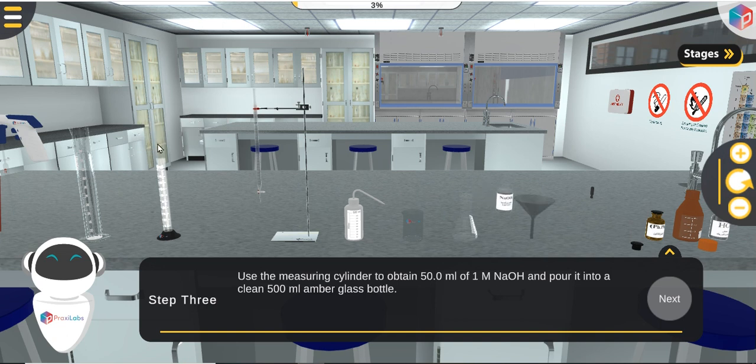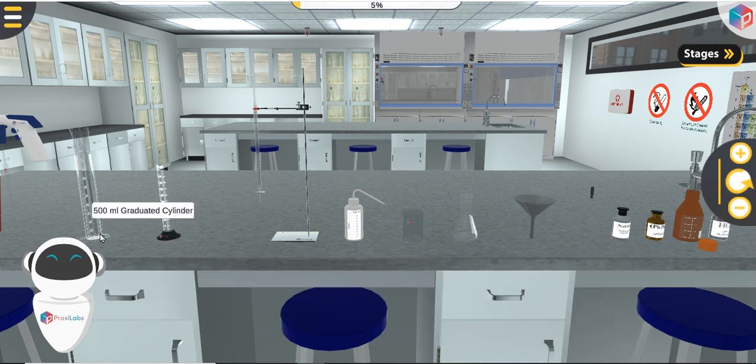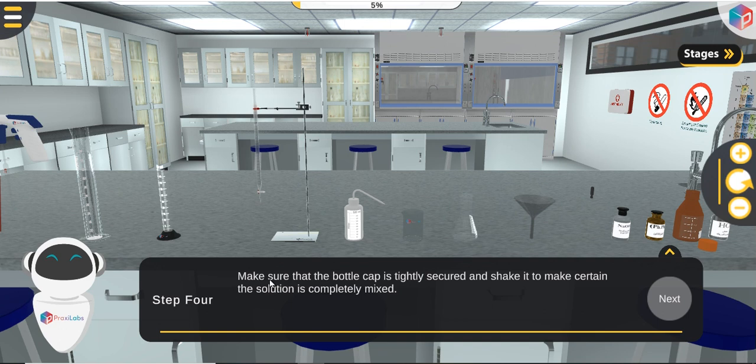All right, now I got it. 50 ml of 1 molar concentration of sodium hydroxide, and pour it into the amber bottle. I'll cover my sodium hydroxide, then open the amber bottle and place the funnel. This is the 50 ml. I'll pour the 50 ml in it. Good. Then the next thing is to make sure that the bottle cap is tightly closed and shake it to make certain the solution is completely mixed.